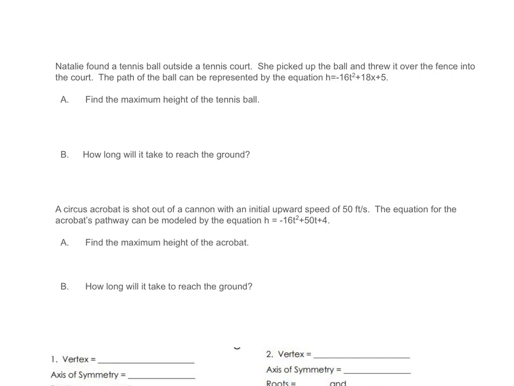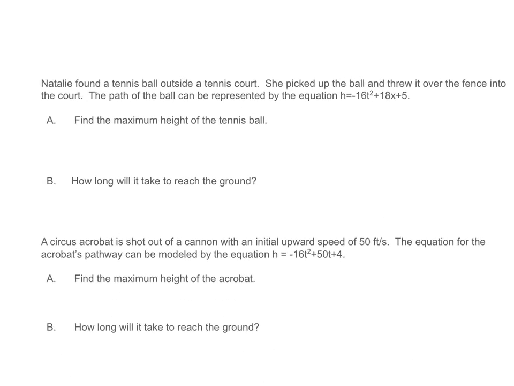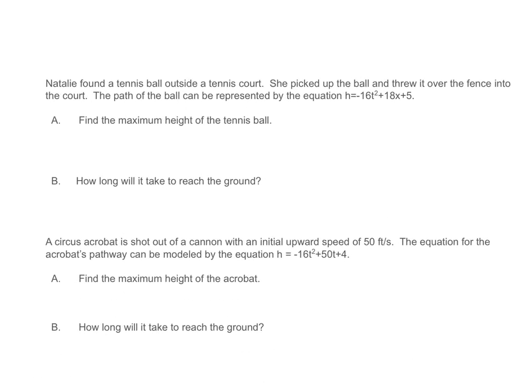All right. So Natalie found a tennis ball outside a tennis court. She picked up the ball and threw it over the fence into the court. The path of the ball can be represented by the equation here. She picked up that ball and threw it. She didn't kick it, she threw it, so it was up in the air, right? So here's the little girl, she throws the ball, and it does like that.